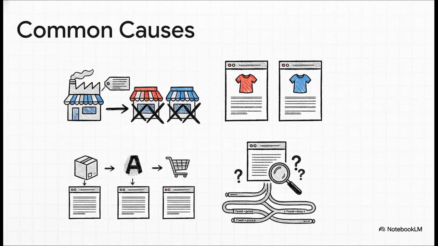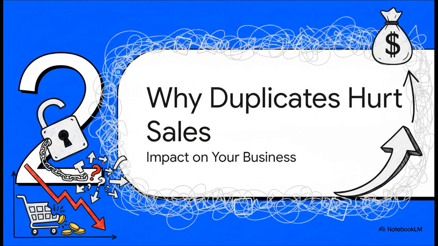Or how about creating separate pages for a red t-shirt and a blue t-shirt? That seems organized, right? But if they both have the same description, boom, you've got duplicates. And this happens all the time if you sell on multiple marketplaces or even because of little technical glitches on your site.